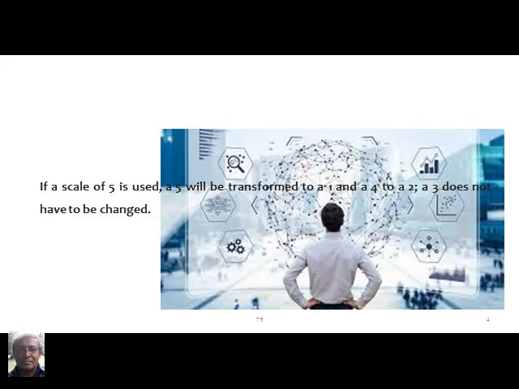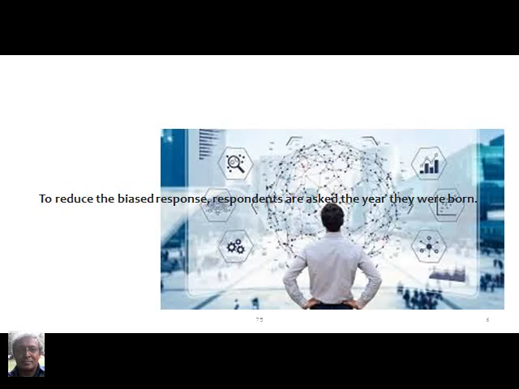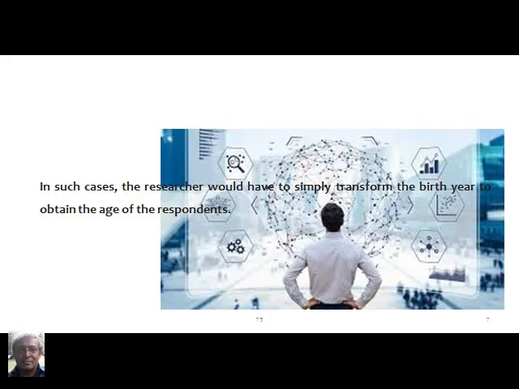If a scale of 5 is used, a 5 will be transformed to a 1 and a 4 to a 2. A 3 does not have to be changed. Data transformation is usually done to reduce bias when ages of respondents are being studied. To reduce the bias response, respondents are asked the year they were born. In such cases, the researcher would have to simply transform the birth year to obtain the age of the respondents.